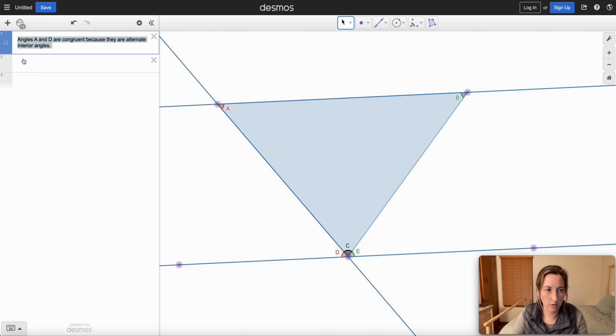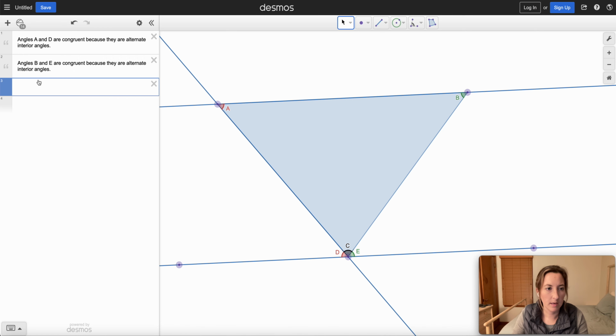And so far I have shown that A and D are congruent. I've also shown that angles B and E are congruent. And now I'm talking about how angles D, C, and E form a line. And that tells us that they are supplementary. And supplementary means that they have a sum of 180 degrees.